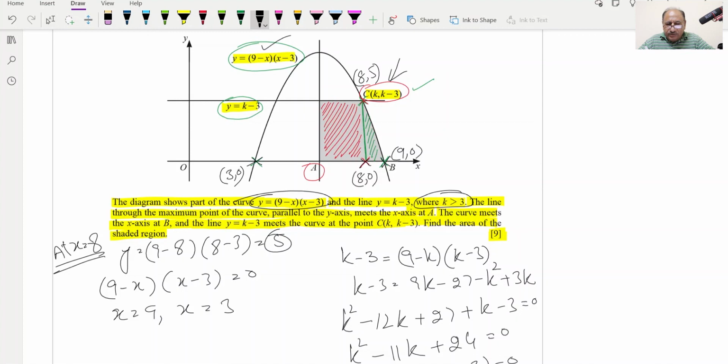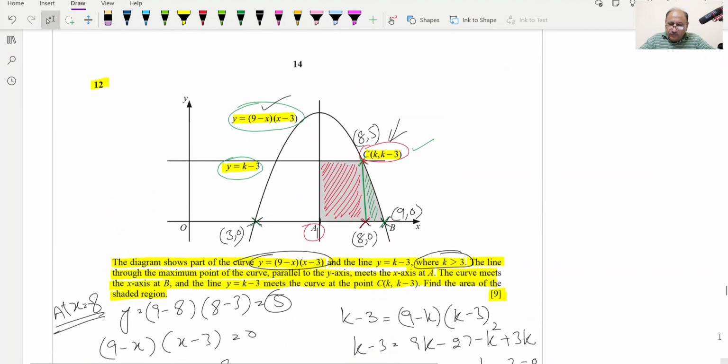Only the A point is remaining. So how will we find A? We know this is a quadratic graph and it is symmetric also, so this is basically the line of symmetry, and we can find the x value. For that we can use the minus b over 2a formula. This will be equal to the x value for the line of symmetry, so we can take it as a quadratic equation.